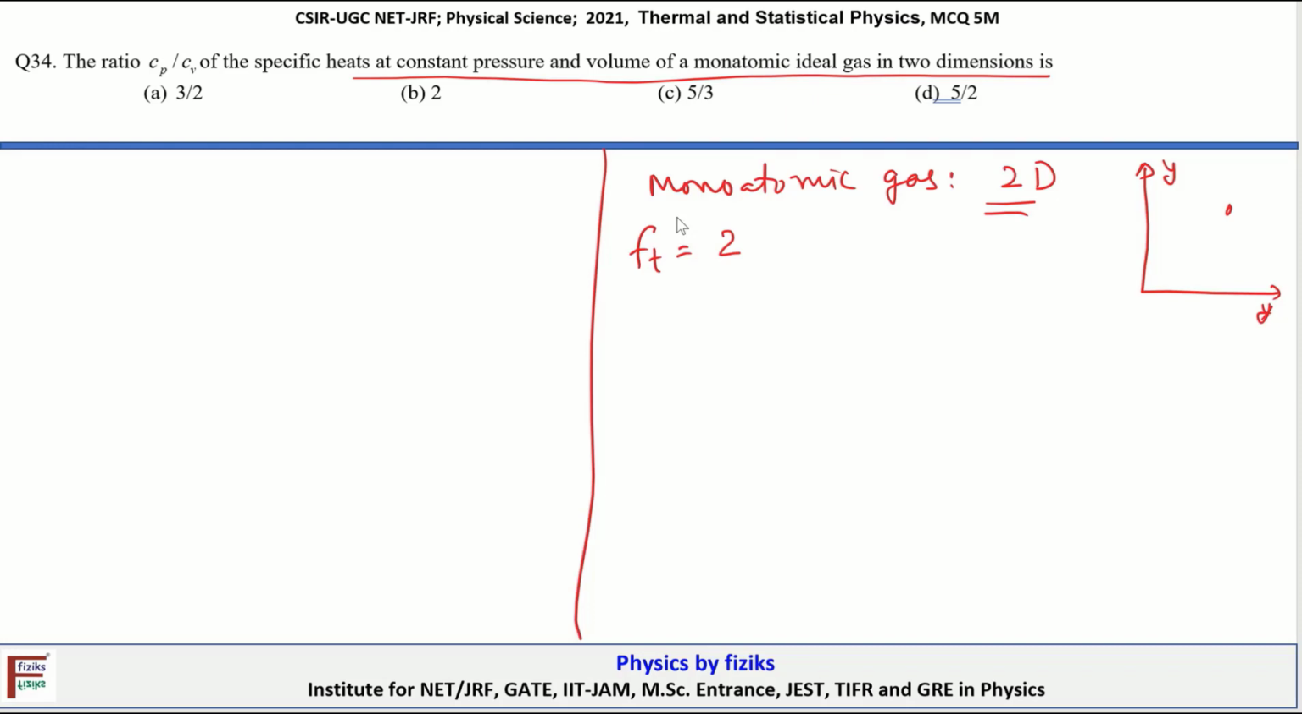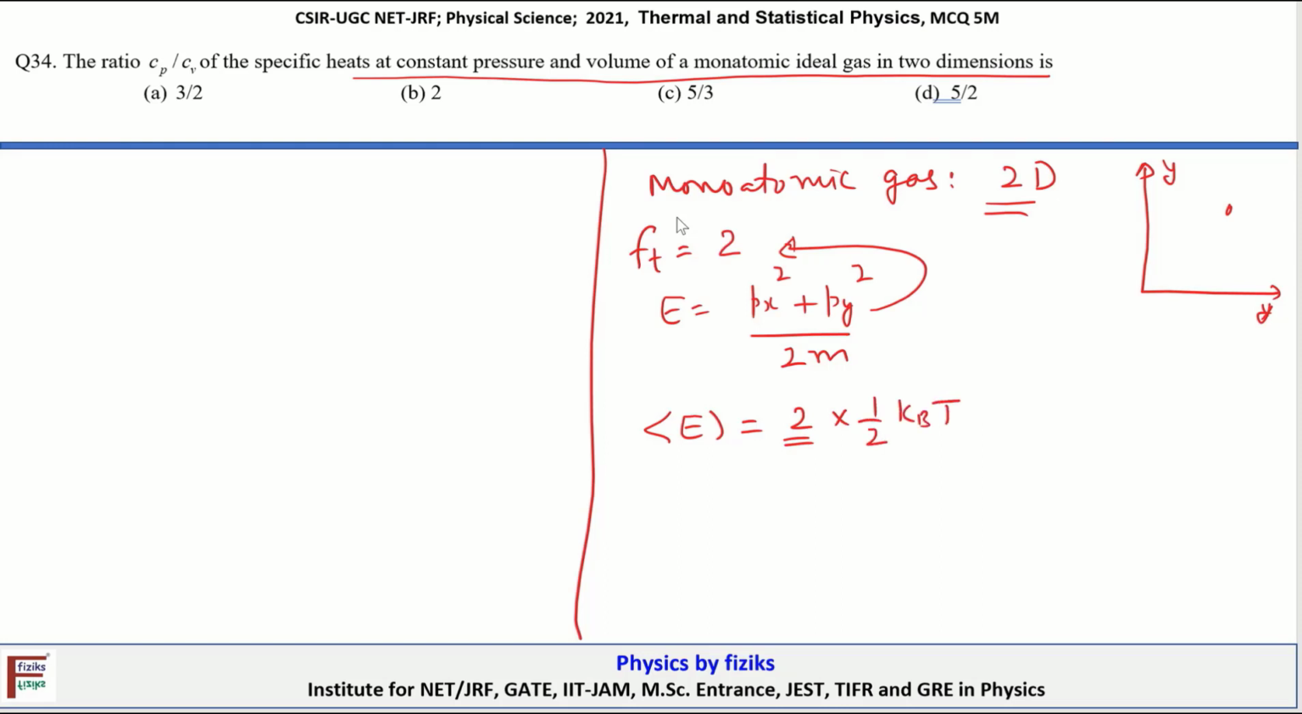Because it's a single particle, its energy expression is px squared plus py squared divided by 2m. That's the energy of a particle which is moving freely. That's how we are connecting the energy expression with the degrees of freedom. Basically each square energy term represents a degree of freedom. So the average energy per particle whose motion is in 2 dimensions is equal to 2, the degrees of freedom, multiplied by the average contribution from each degree of freedom, that is kBT, in 2 dimensions.